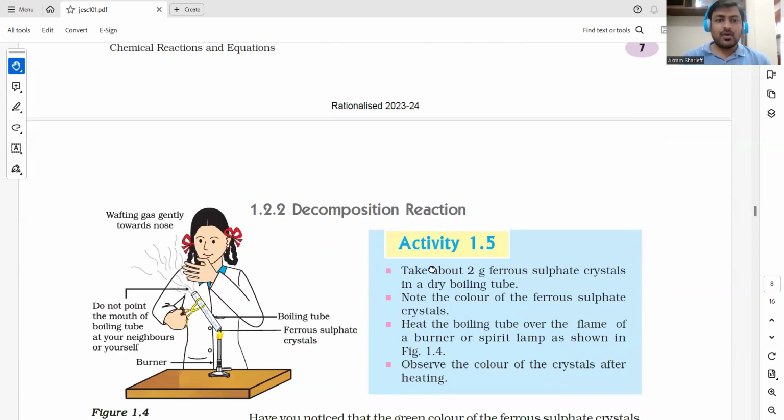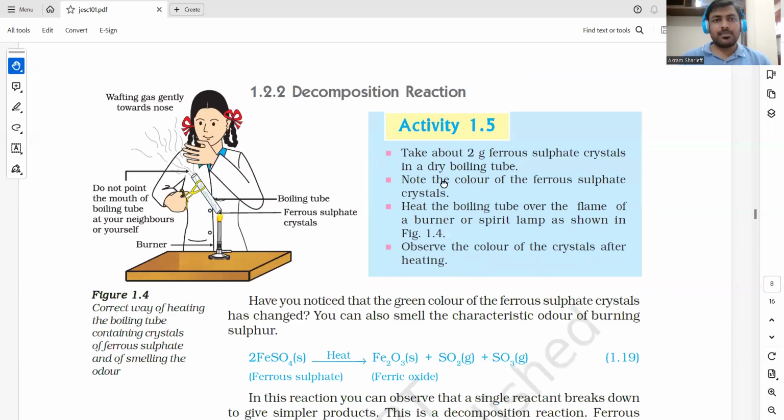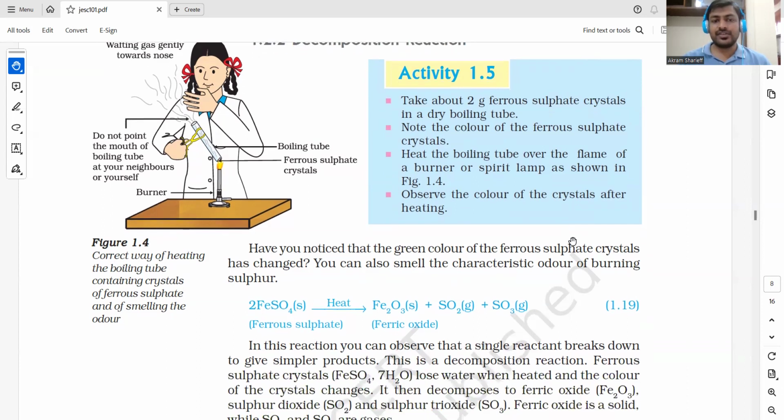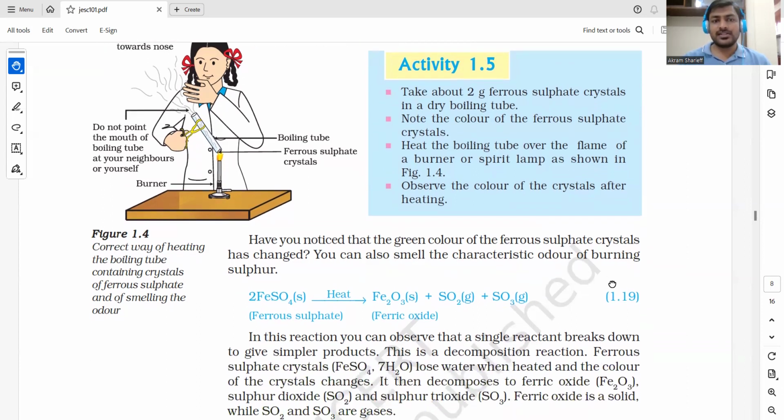Okay. Now we will come to the next type of reaction, that is a decomposition reaction. So we'll do a small activity in this. Take 2 grams of ferrous sulfate crystals in a dry boiling tube. You are not using any water. Note the color of the ferrous sulfate crystals. Heat the boiling tube over the flame of a burner. Observe the color of the crystals after heating. We will see what has happened to the crystals.